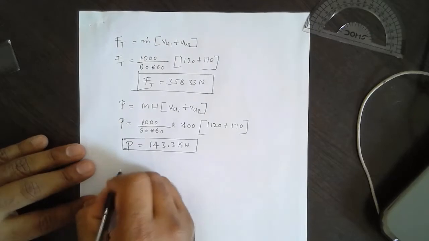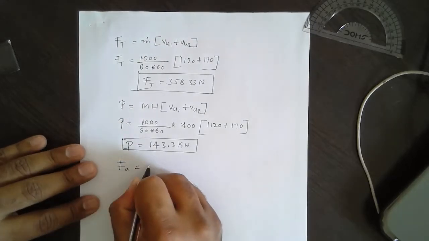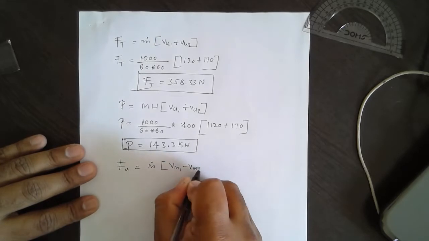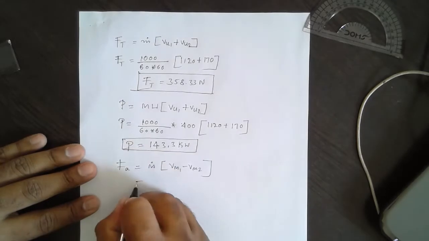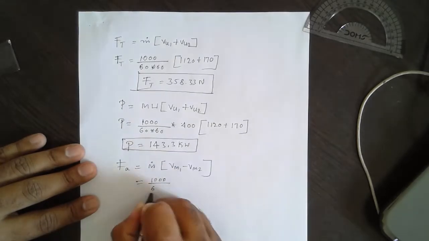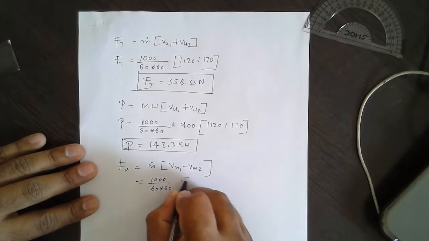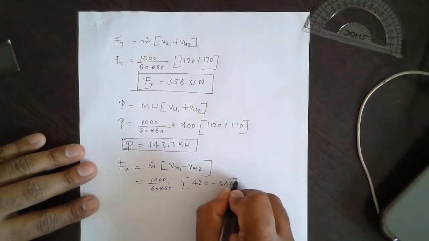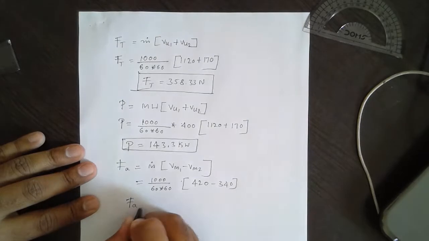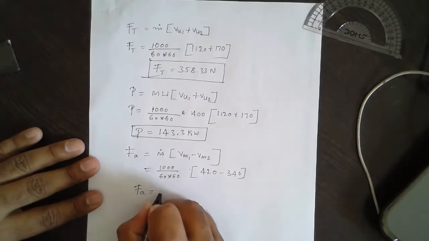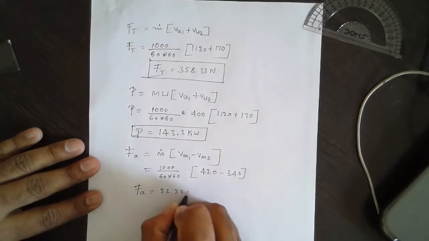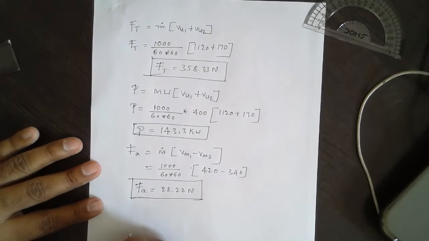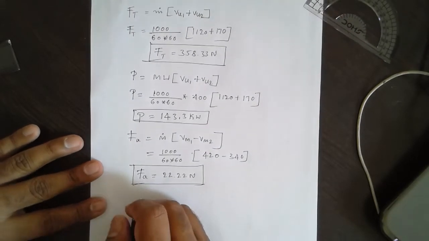The same way you have to find out axial force, that is m into Vm1 minus Vm2. M value is 1000 divided by 60 into 60. Vm1 is 420 minus 340. From the calculation part, Fa is equal to 22.22 Newton axial force. And also you have to find out blade efficiency.